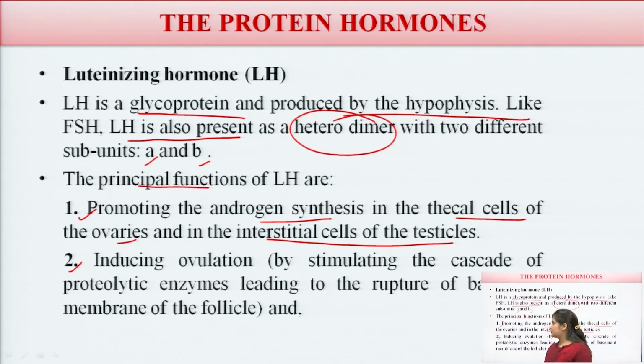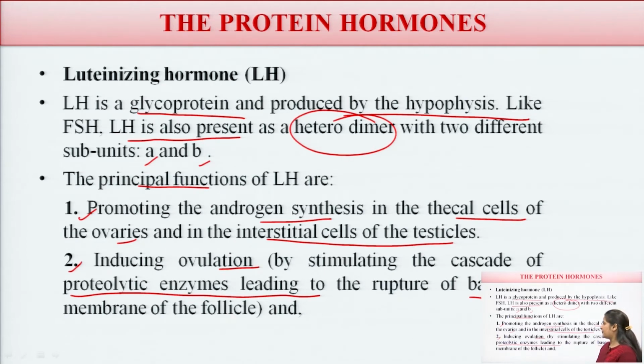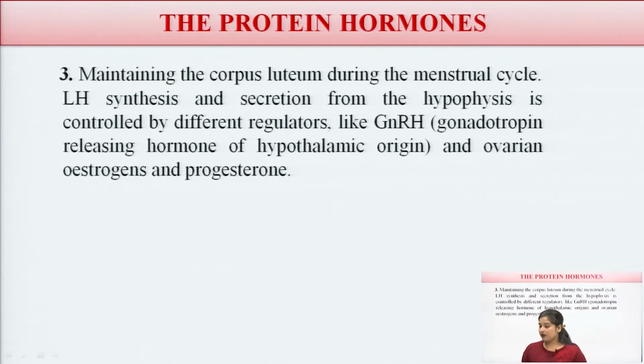The next function of the LH hormone is inducing ovulation by stimulating a cascade of proteolytic enzymes, leading to the rupture of the basement membrane of the follicle, right? So this is the next function, that is inducing the ovulation process. What is the ovulation process? Ovulation means when the egg matures and comes from the ovary side. Now next one is maintaining the corpus luteum during the menstrual cycle.